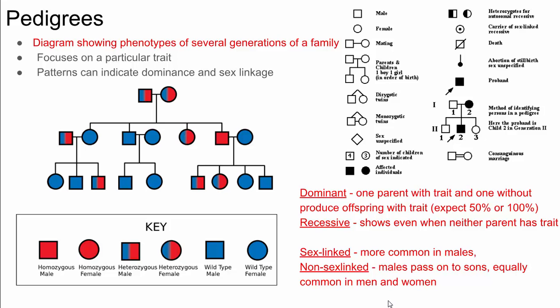We could also show some more complexity using some different symbols. For example, fraternal twins are shown using this, connected in this way. Identical twins this way. Sometimes we show if a woman's a carrier of a sex link by putting a little dot in the middle of the circle. So there's some variations there.